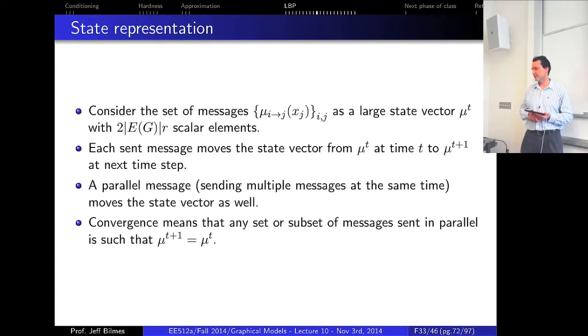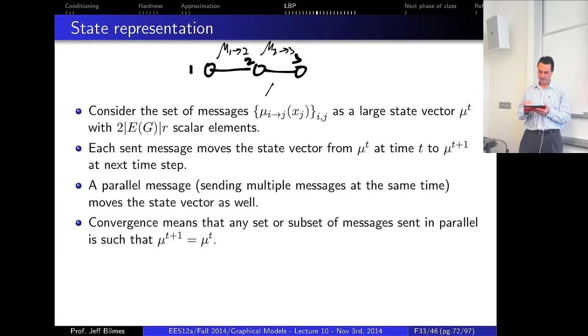Now, this idea of a state is really important. So we can actually think of the set of messages in a graph as a large state vector, mu sub t, or mu super t. So to make this also clear, let's say we have a very simple graphical model. So we have 1, 2, and 3. Here's a smaller thing. Mu 1 to 2, mu 2 to 3, mu 3 to 2, and mu 2 to 1.